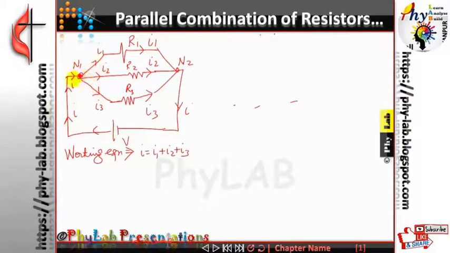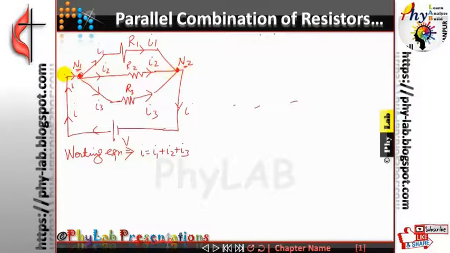So this point is going to be referred by us as node. Why node? Because at this point I am finding more than two current carrying paths. So whenever in a circuit I get more than two current carrying paths, it becomes a node. So this becomes my node N1 and this becomes my node N2.